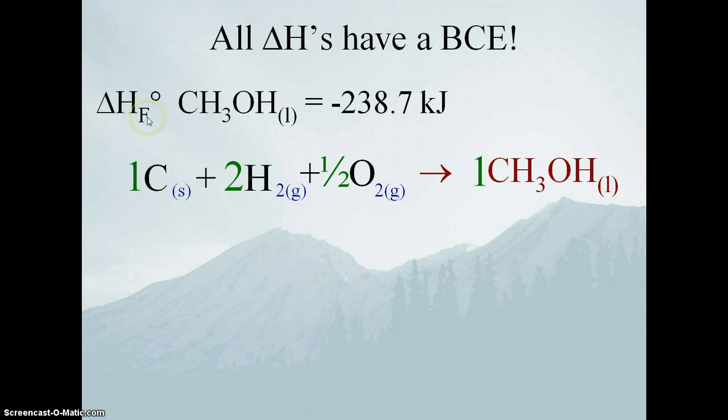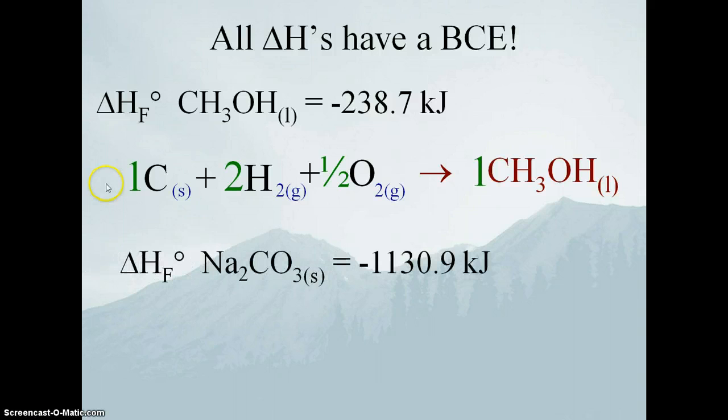because that f has 2 implications. One is everything on the left-hand side is a free element in its standard state, and the other thing is that there's a 1 in front of this. So you would still have a balanced chemical equation and a delta H, but it would cease to be a delta H of formation. That's the critical point.